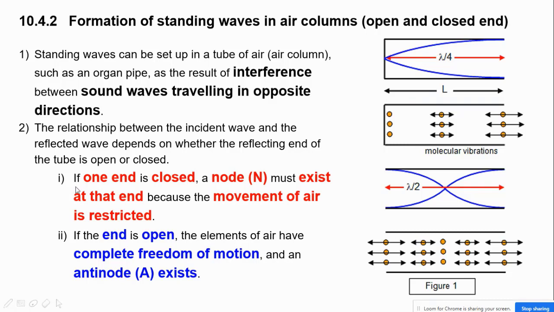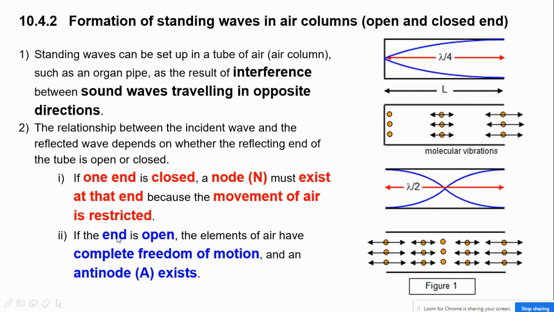If one end is closed, a node must exist at the end because the movement of air is restricted. So at this part, there's no movement of air molecules. We have the molecular vibration over this part. And the total length of the tube is equivalent to 1/4 λ.